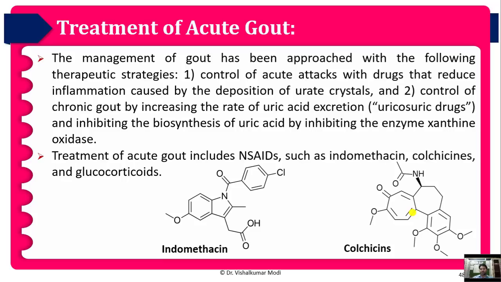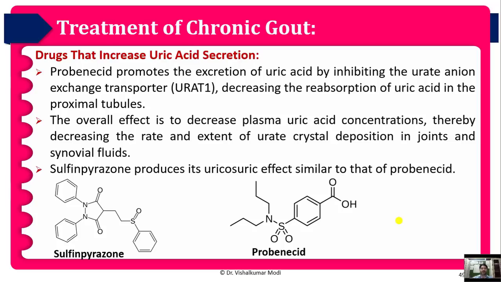Treatment of acute gout includes NSAIDs such as indomethacin, colchicine and glucocorticoids. Okay, so this is the structure of indomethacin and colchicine which are used in acute gout. Now, treatment of chronic gout. Drugs that increase uric acid secretion. Probenecid promotes the excretion of uric acid by inhibiting the urate anion exchange transporter, decreasing the reabsorption of uric acid in the proximal tubules. The overall effect is to decrease plasma uric acid concentration, thereby decreasing the rate and extent of urate crystal deposition in joints and synovial fluids.